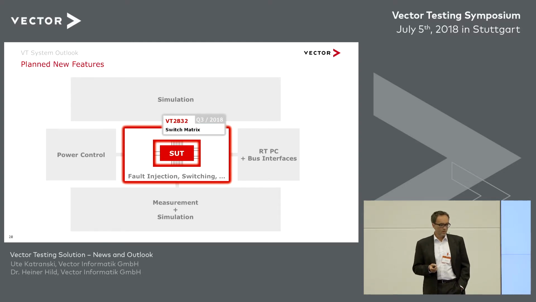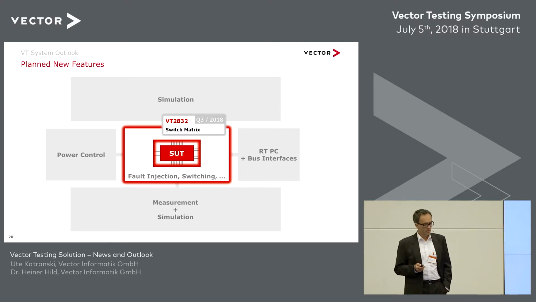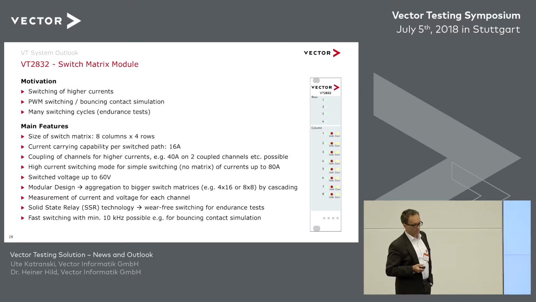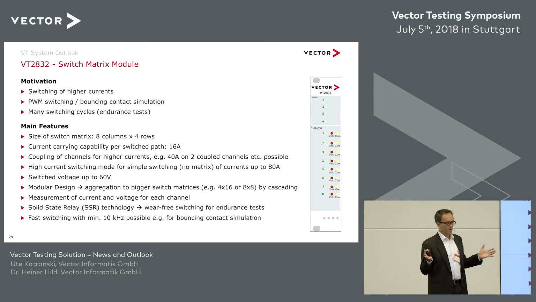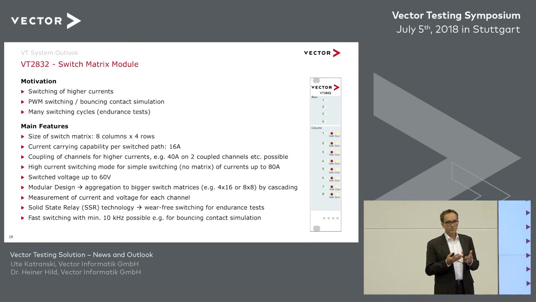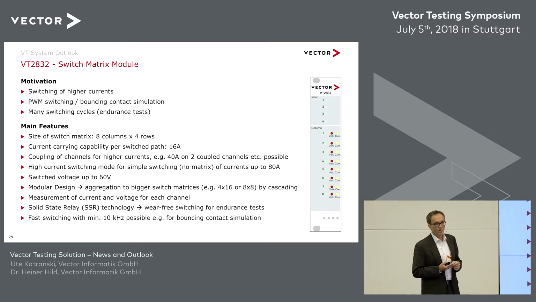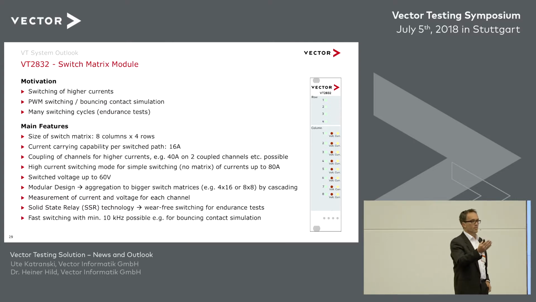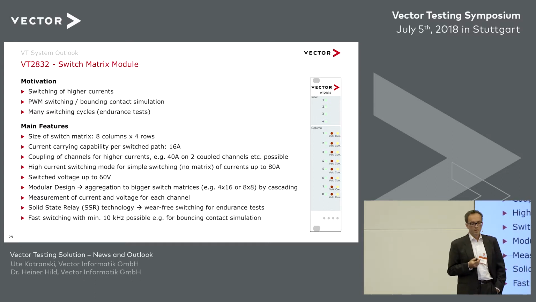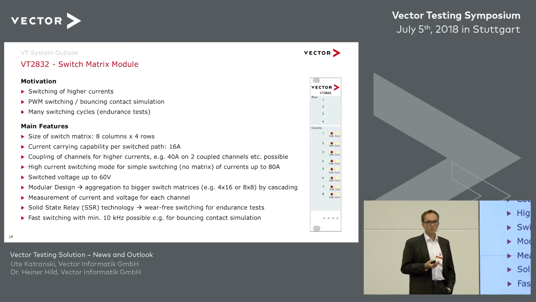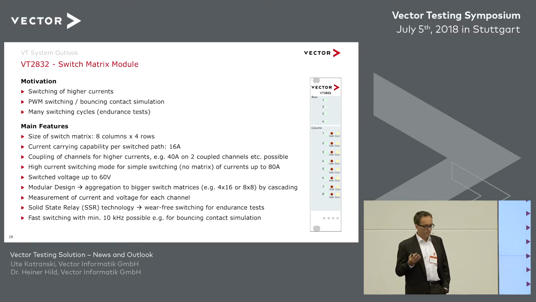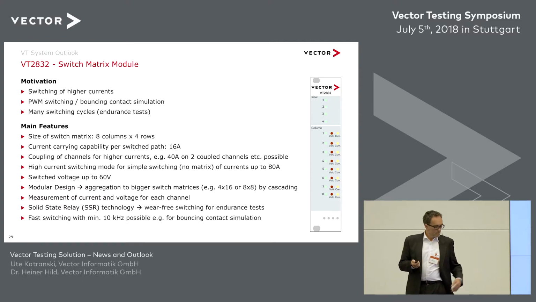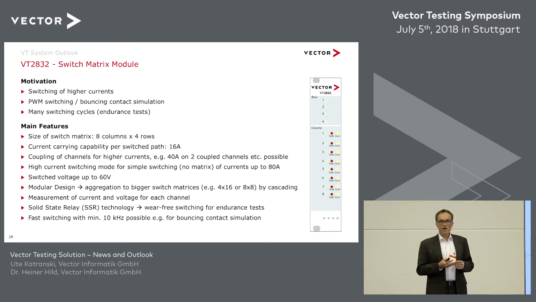We developed a module which is about to be released, 2832. We call it switch matrix. The task is in the test bench procedure that it should make freely switchable the load path, much more freely than what we can do at the moment. But also PWM type switching should be enabled, in order to do some kinds of simulations, all of this under load, with high performance, not only with the signal level, but with currents up to 16 amps.